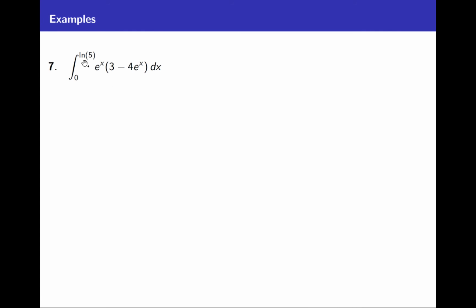Integral from 0 to ln of 5 e to the x times 3 minus 4 e to the x dx. By now you probably know to scoot that e to the x over to near the dx. I'm going to do that because here you're hoping to get e to the x dx equaling a du with some kind of substitution.